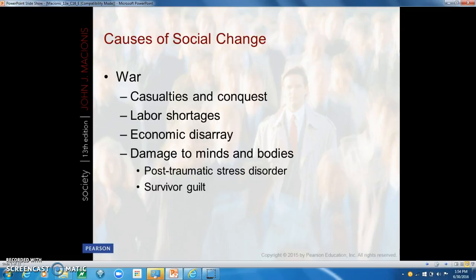In addition to the thousands who are maimed and mutilated, thousands suffer from post-traumatic stress disorder, in which the shock of war continues to haunt the victim. And then you have others that experience survivor guilt, which is a feeling of shame that many survivors feel because they escaped the fate of their comrades.